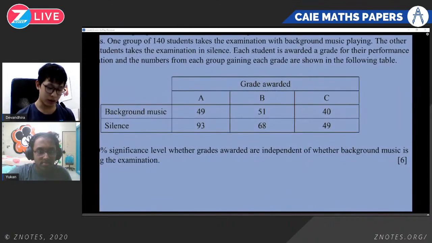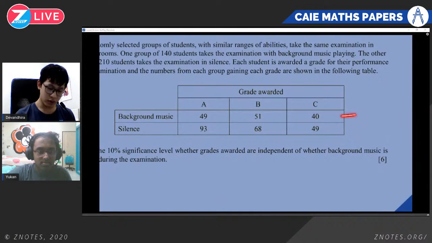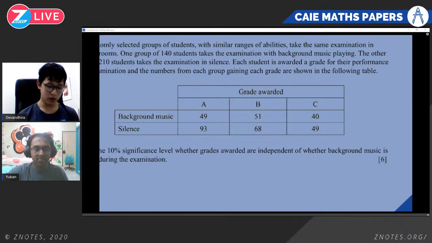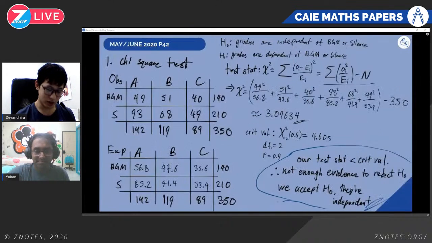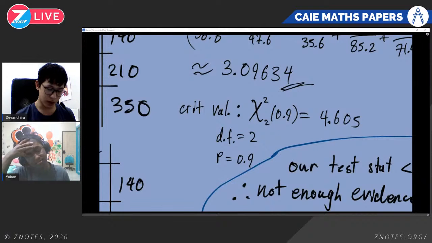By formula, right here we have 2 rows and 3 columns. The formula is R minus 1, where R is rows, times columns minus 1. So instead of 3, you have 2 and 1. So 2 times 1 is just 2. So the degrees of freedom is 2. Or if you want to see it visually, just delete the last row and the last column, and the number of entries left is just 2. So your degrees of freedom is 2, and your P is 0.9.